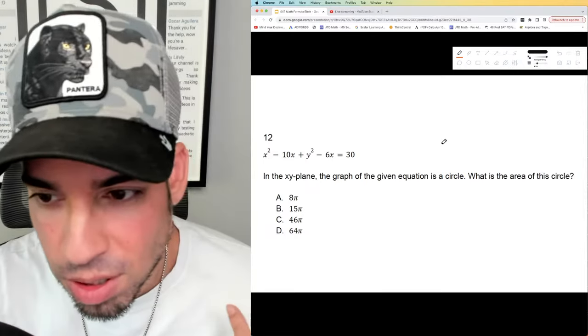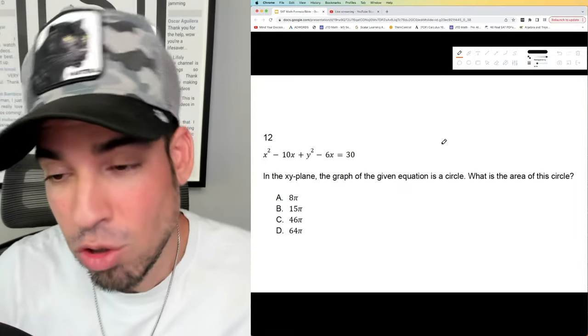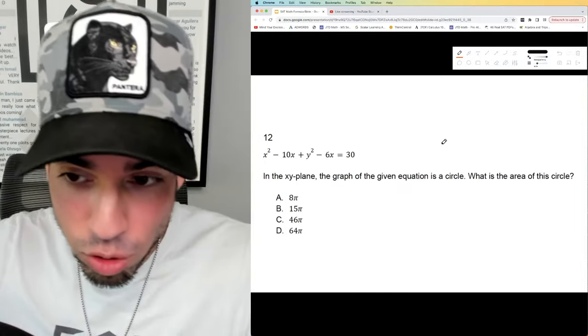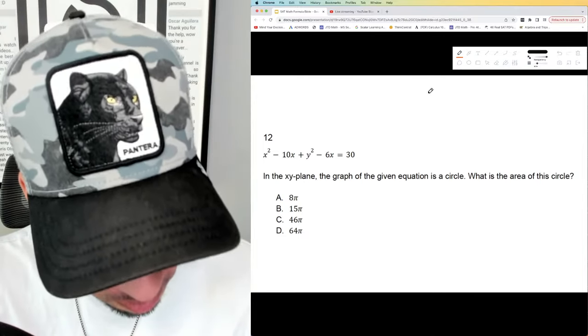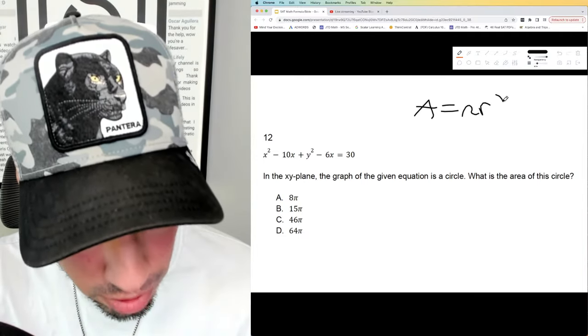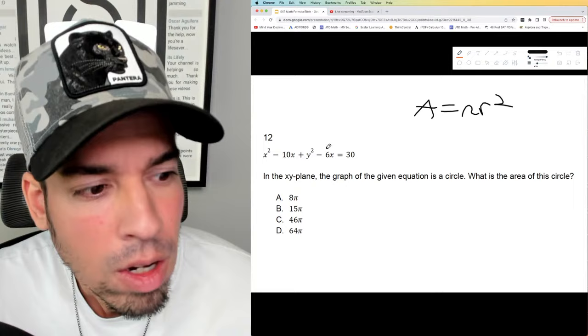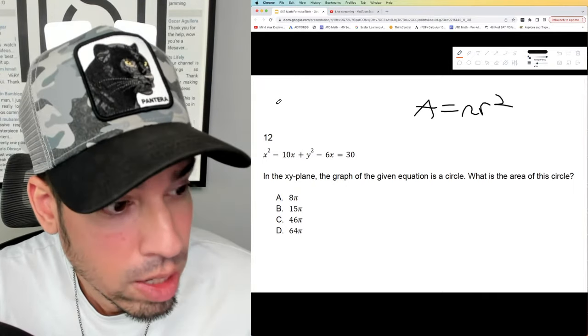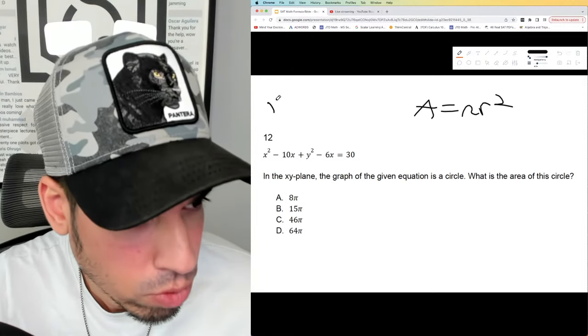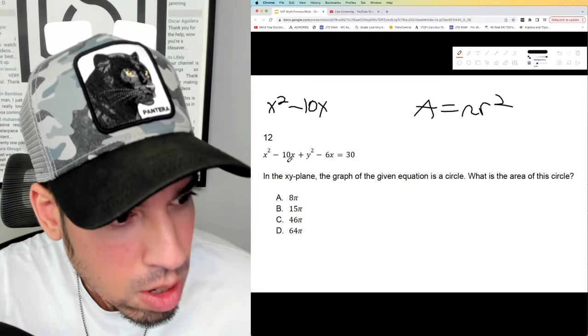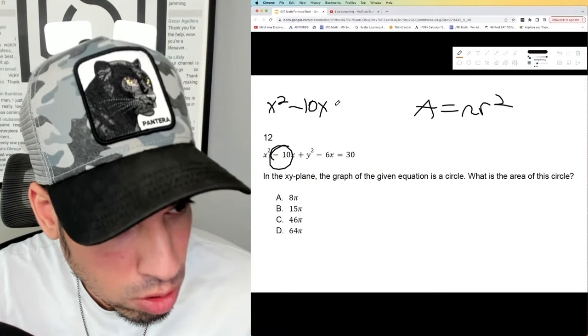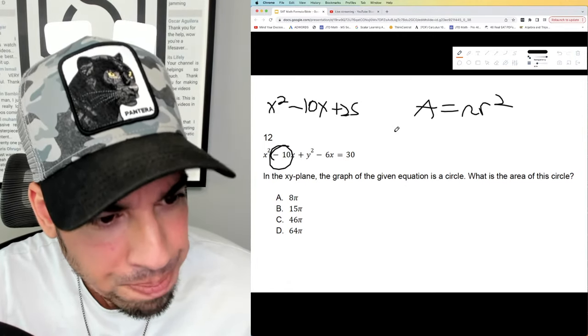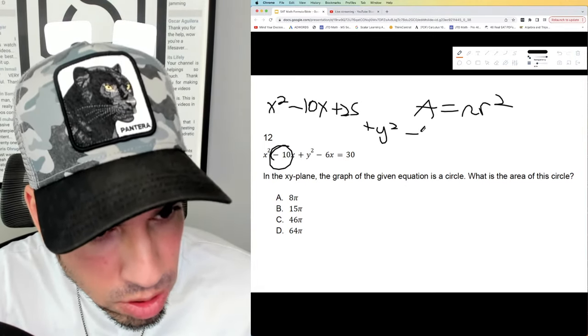It was sort of a hybrid of typically, hey, just what's the radius, to, hey, now let's take that and use our circle area equation, which is area equals pi r squared. And I really like this. So first we have to get the radius. How do we do that? We've got to get this into standard form, which does make this quite a difficult problem. So first we're going to do that by completing the square, by adding half of this and squaring it, which is 25. And then with the y squared, same thing.